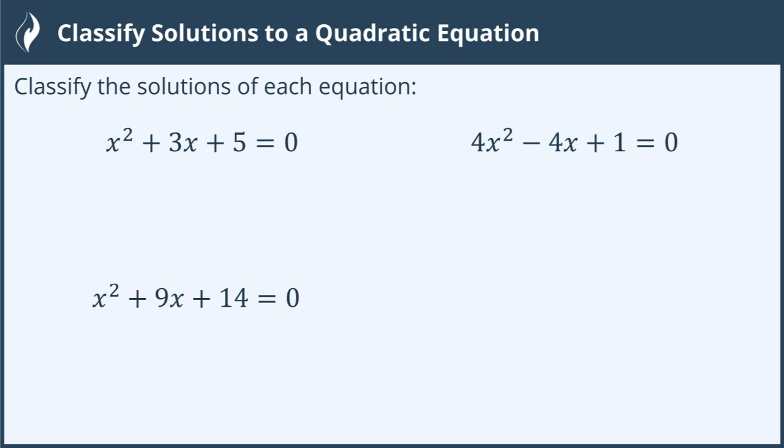In this video, we are going to learn how to classify solutions to a quadratic equation. So in our quadratic formula, we have negative b plus or minus the square root of b squared minus 4ac all over 2 times a. So when we plug all of these numbers in to solve for our solution, it'll tell us what our solution is. But before we solve, we can just look right here at this b squared minus 4ac. We call this the discriminant.